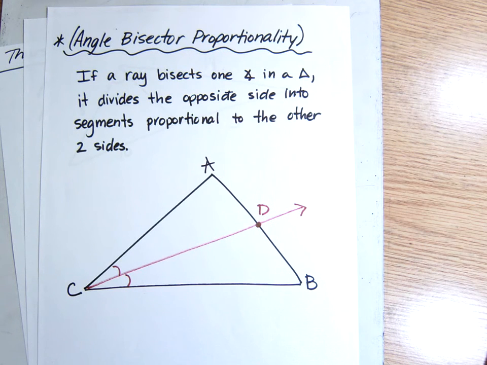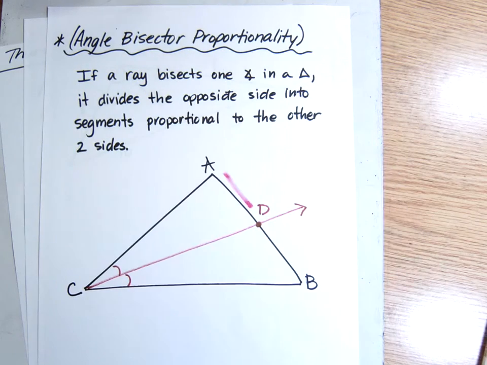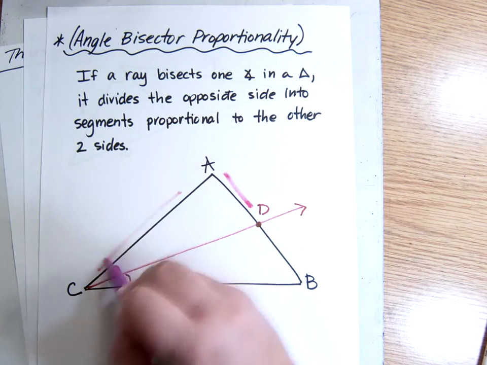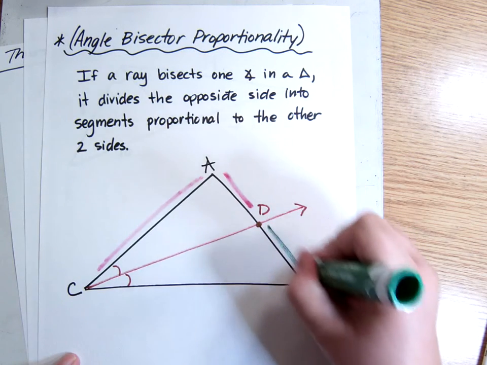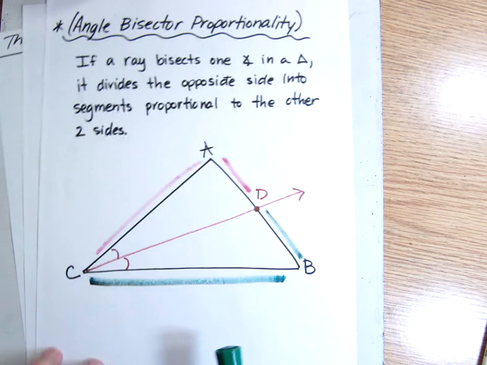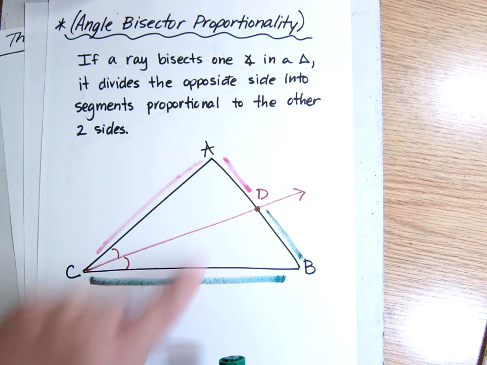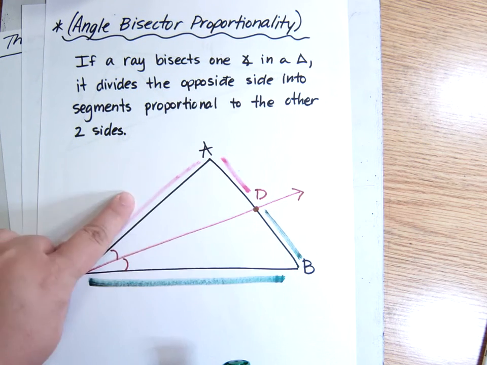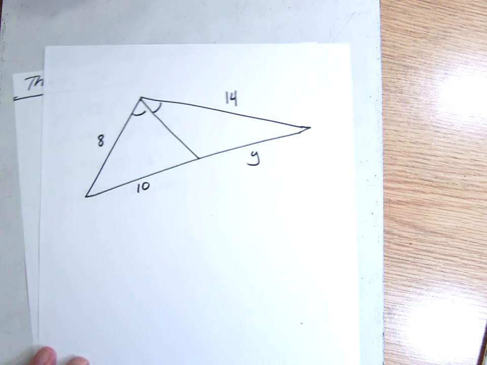So let's color code this. What if I say this side is purple, and I'm going to let this be purple also. And this is green, and this is green. So we could set it up as purple over purple equals green over green, or we could say purple over green equals this purple over green. There's lots of ways to set it up. So this is the one we want to try.